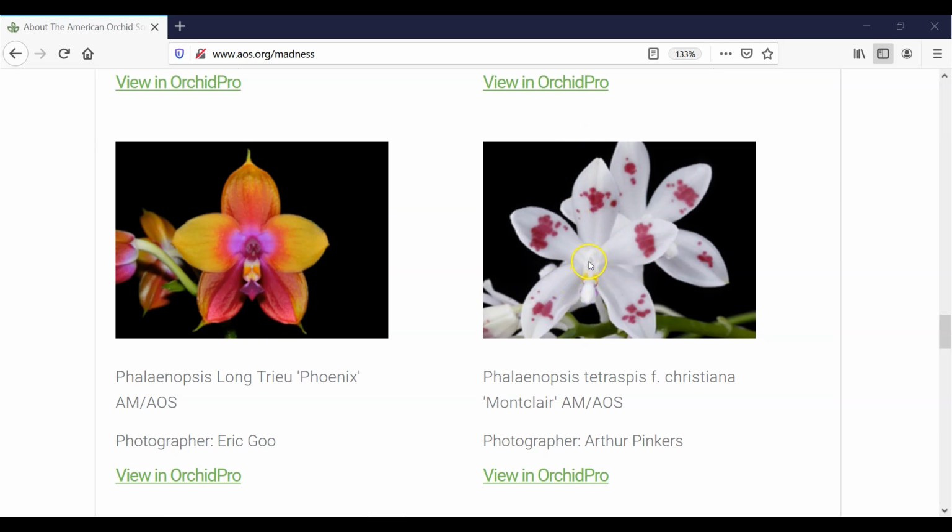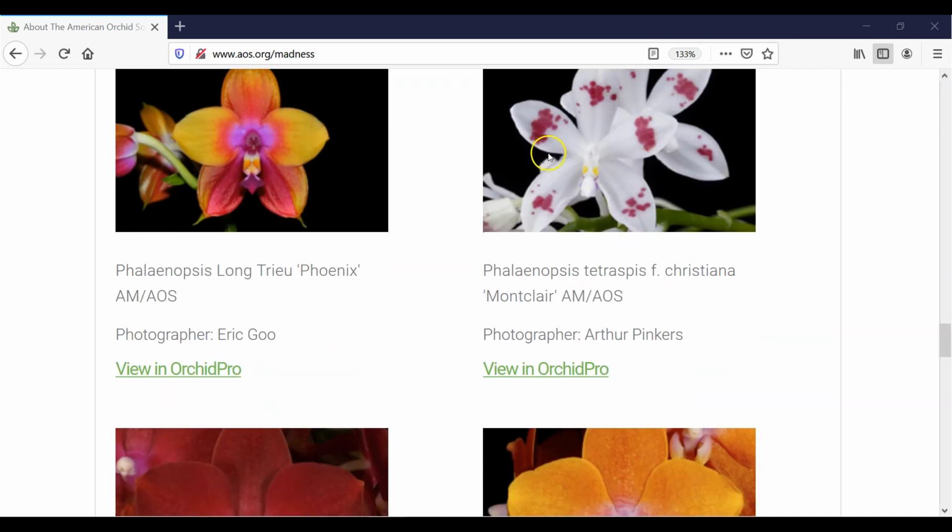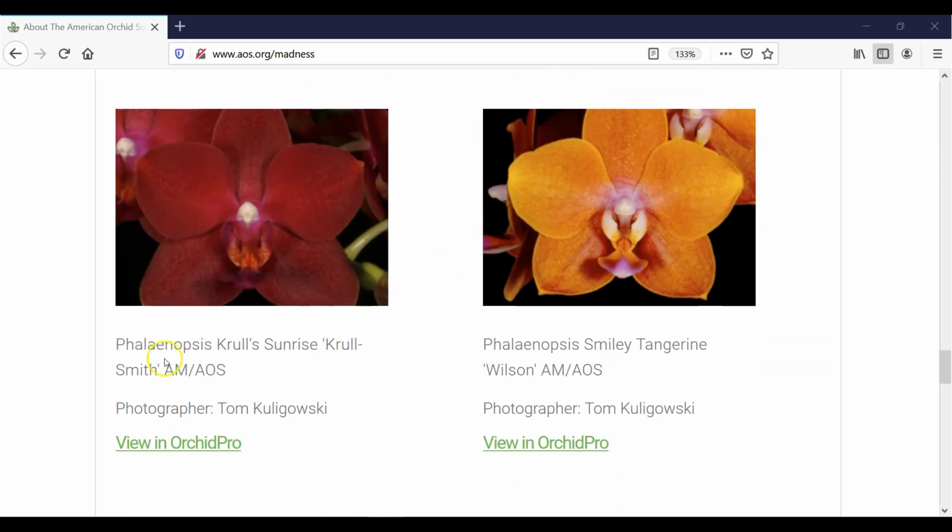This tetraspis, I like that. That is cool. That is just cool. I love how the spots just look like someone randomly flicked some paint on each petal. It just is so random, which is just, I don't know. And it's not symmetrical, which also you kind of expect in orchid flowers. Yeah, I really like that one.